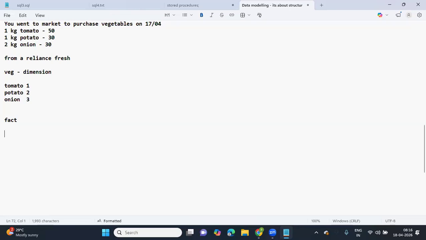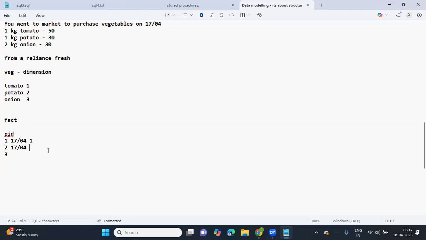Now let us see. Here we will have the product ID. Instead of the product name, here we will have just the product IDs 1, 2, 3, which mean tomato, potato, and onion. Purchased on this date 17/4 for all of them. And this is 1 kg. This is also 17/4. This is how the data looks in real time. In the fact table, you do not know which is tomato, potato, or onion. You just have the IDs. You have to join that with the dimension table to derive what it means.